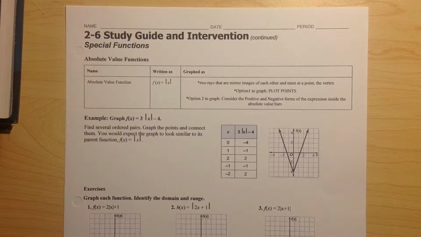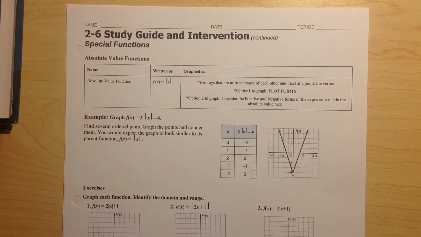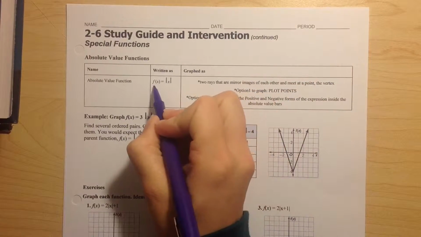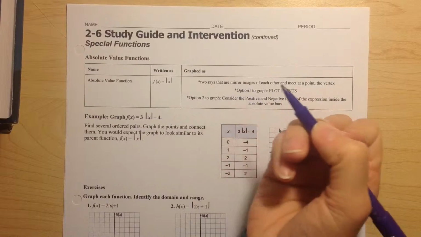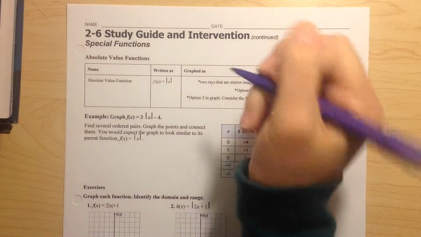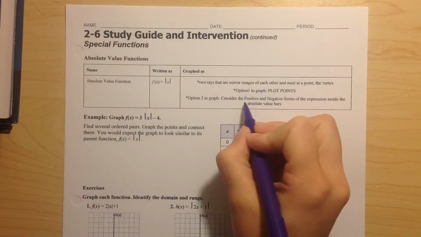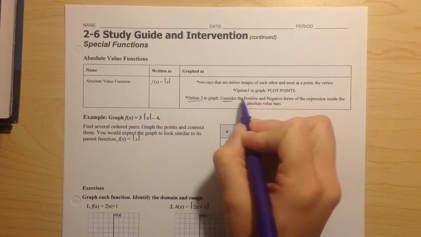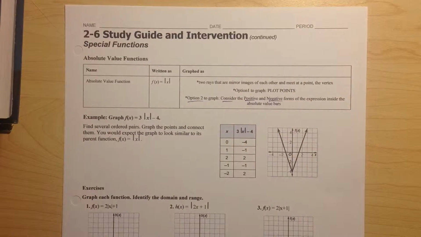Now, we just learned about piecewise functions in the last video, and absolute value functions can actually be defined as a piecewise function. We know that when we've solved absolute value equations before, we would take a positive version and a negative version, and that's what this option 2 says. Consider the positive and negative forms of the expression inside the absolute value bars. We'll get to what that means in a second.